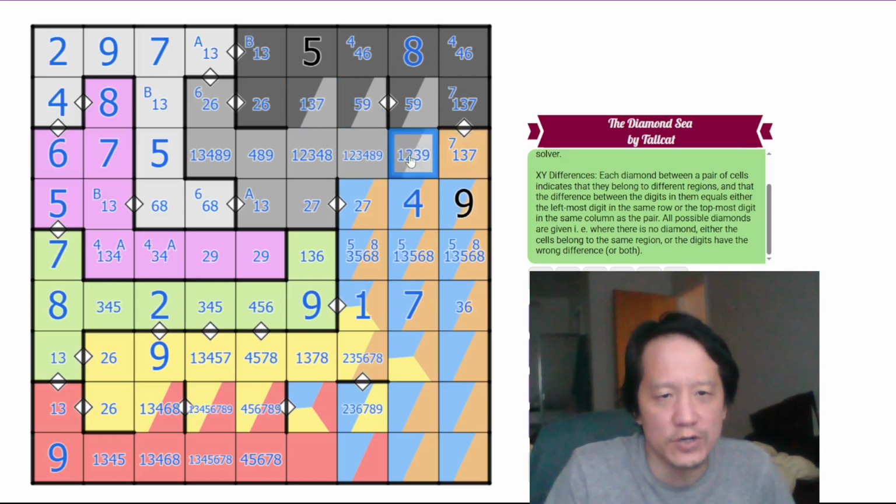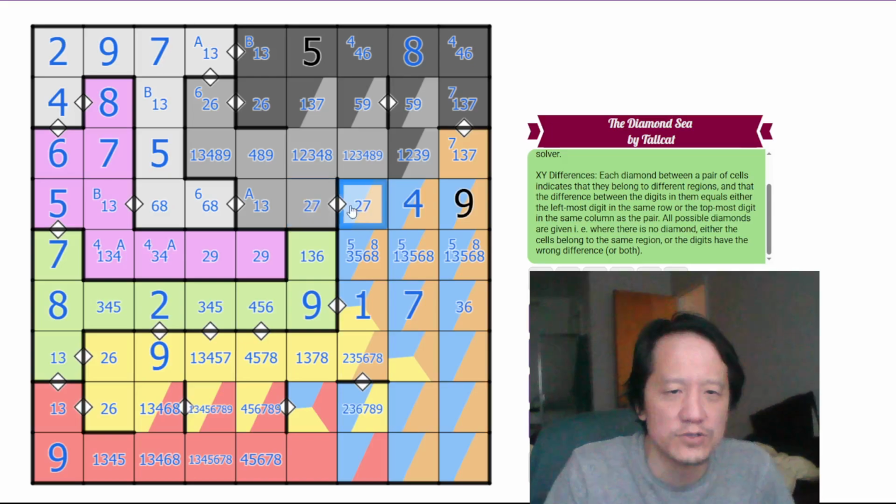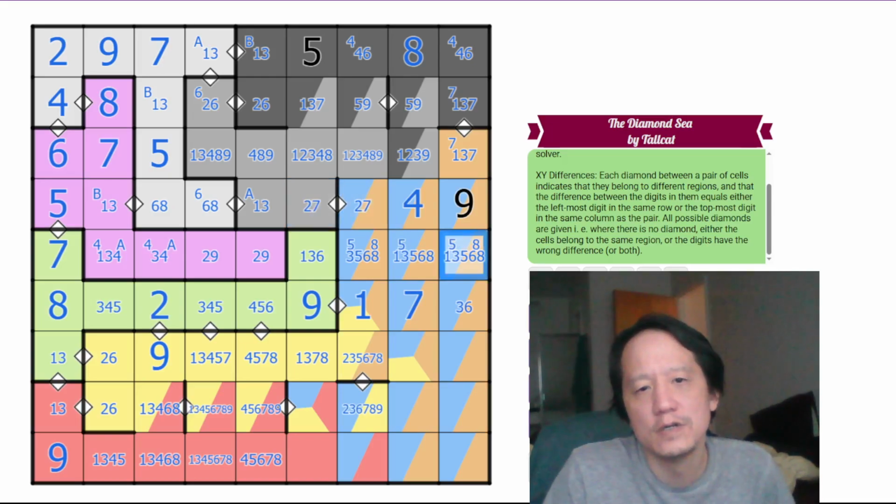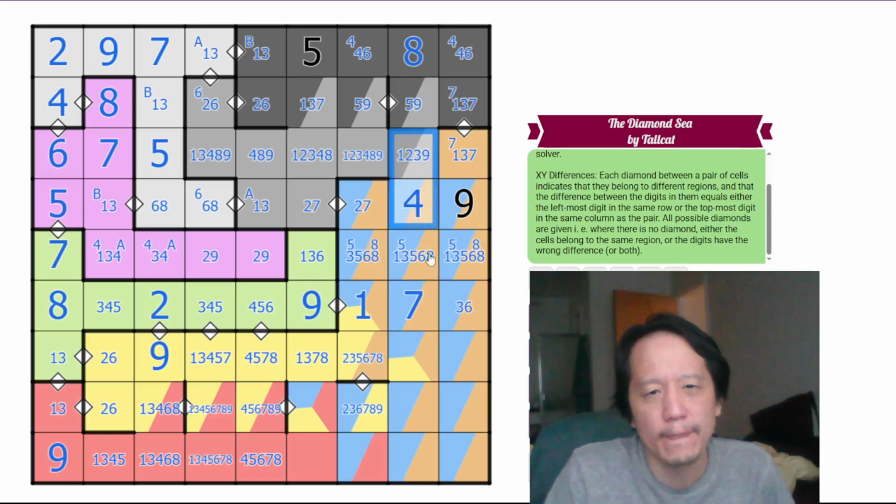Sorry, medium and dark. The 5 has to be one of these two. So 1, 2, 3, 4, 5, 6, 7, 8. And then it could be either here or here. It cannot be here because these are different regions. So this actually must close off there. This then must be a different region.